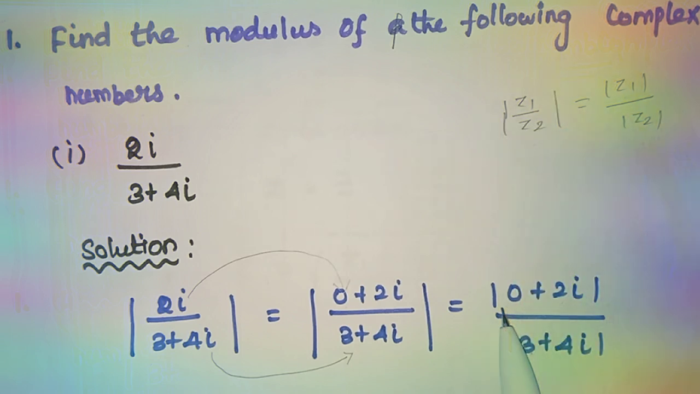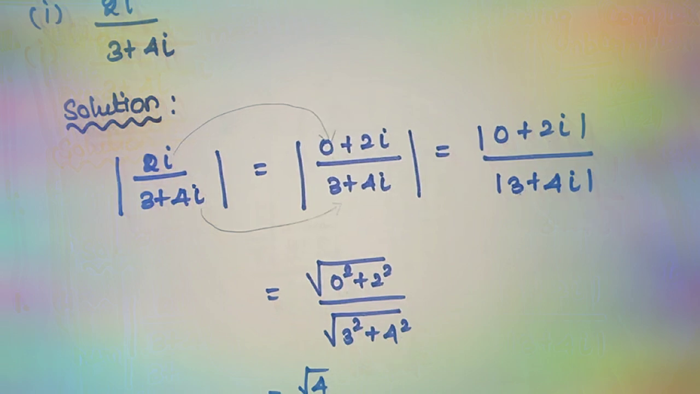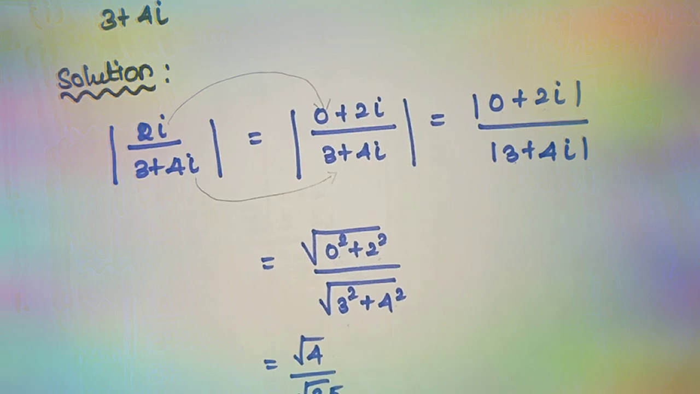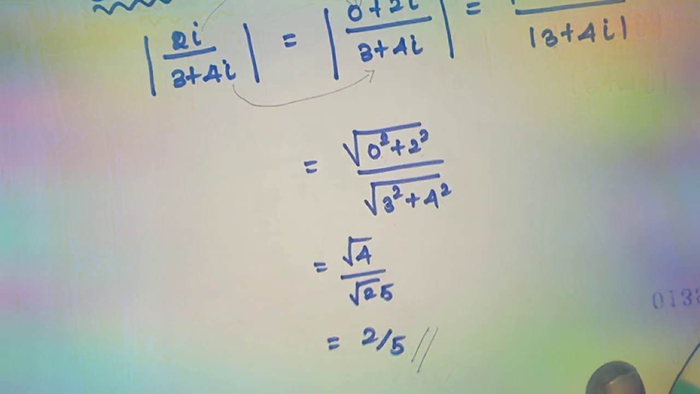So modulus of 0 plus 2i divided by modulus of 3 plus 4i. Next step, root of real part square plus imaginary part square. Here also root of real part square plus imaginary part square. This value is root 4, and this is the value for root 25. Root 4 is 2, root 25 is 5. Okay, so the answer is 2 by 5.